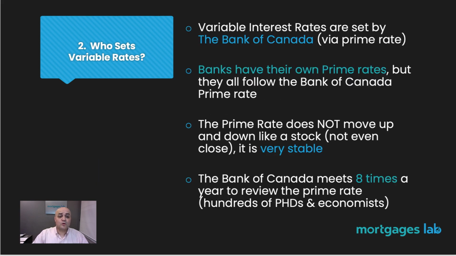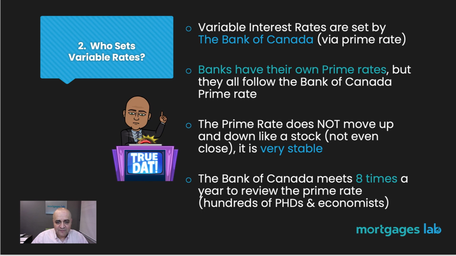Okay, so let's go to the second part. Who sets the variable rates? Variable rates are set by the Bank of Canada via the prime rate. So it is the government and a bunch of PhDs in economics and people that are super clever that set the interest rates for the whole country. Okay, so what I want to say is that this is not something that the government takes lightly. This is super, super important for the government and for the well-being of their citizens.